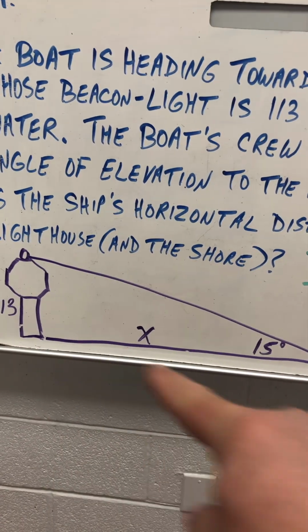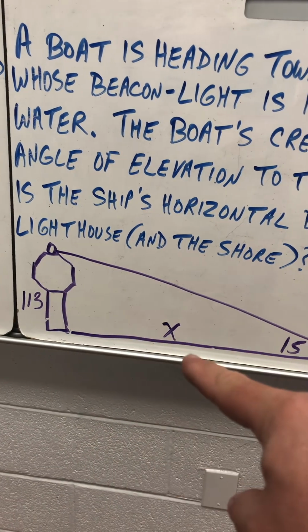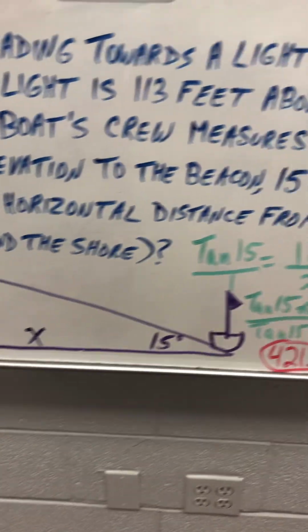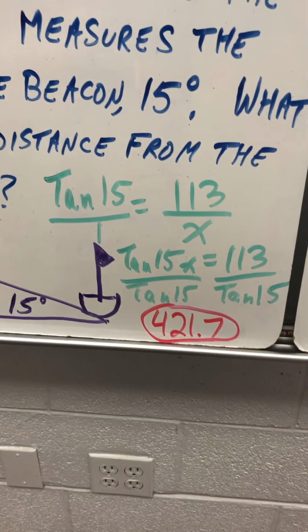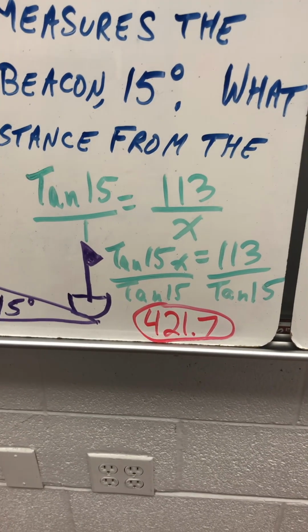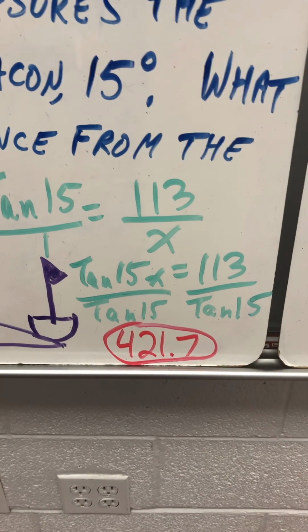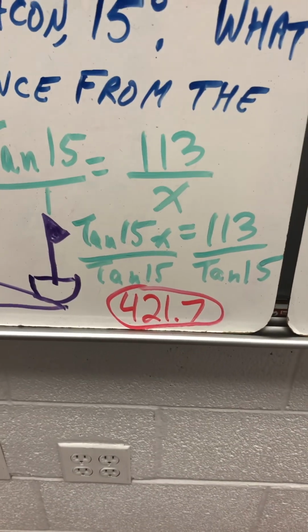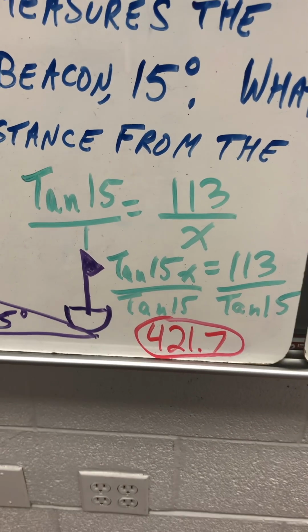What's this x? All right, from the 15 degrees, this is opposite, that is adjacent. We're going to use tan, okay. Tan 15 equals 113 over x. So tan 15x equals 113. We're going to divide by tan 15. 113 divided by tan 15 is 421.7. Easy.